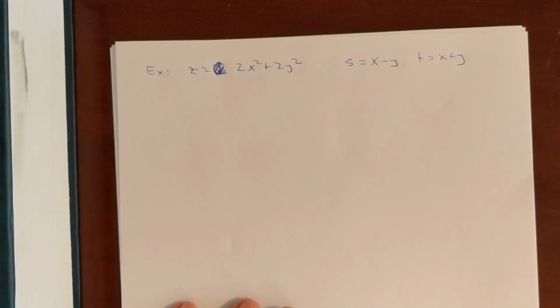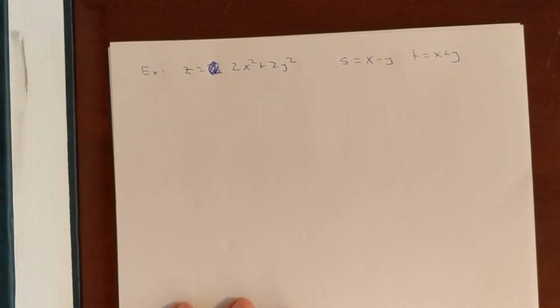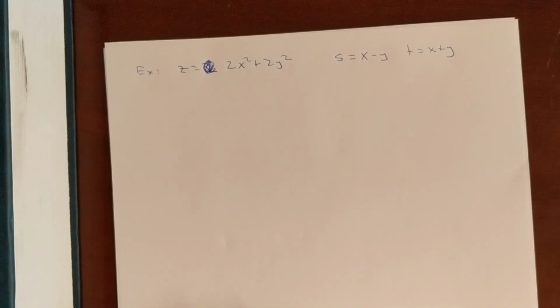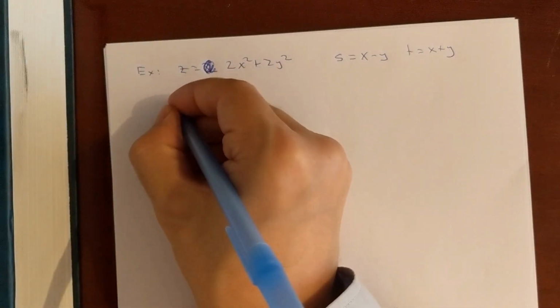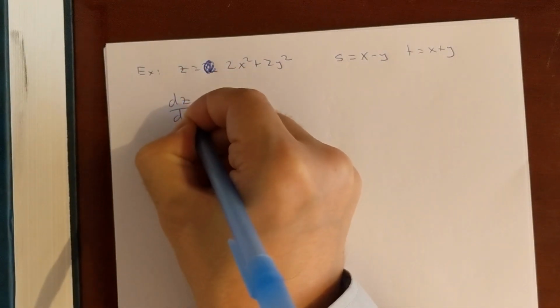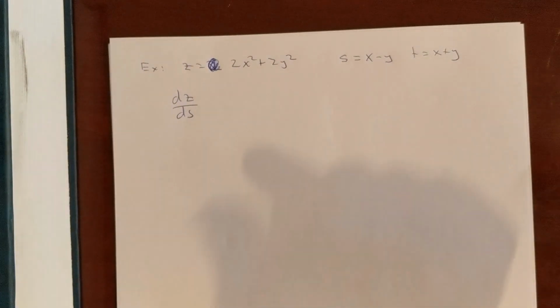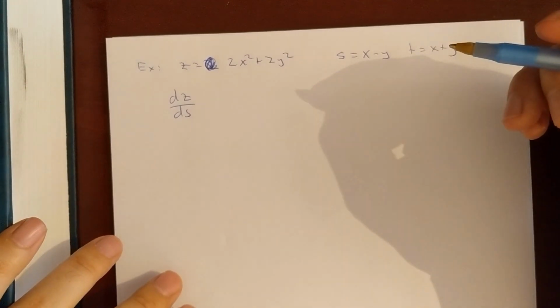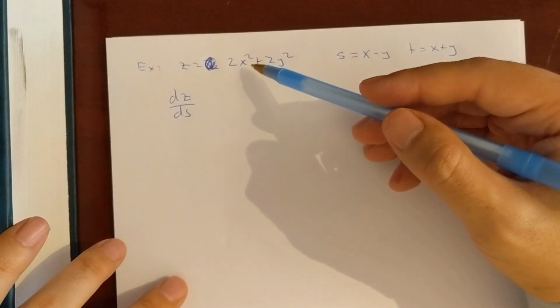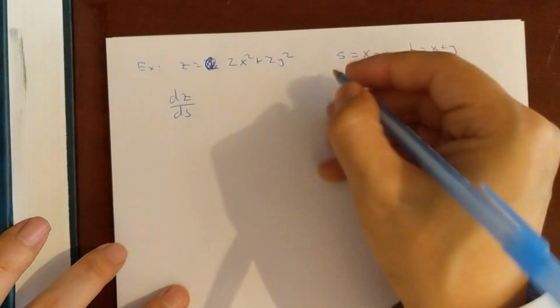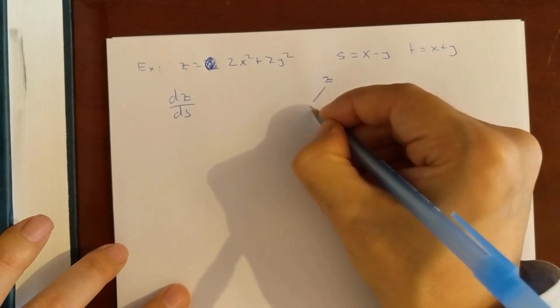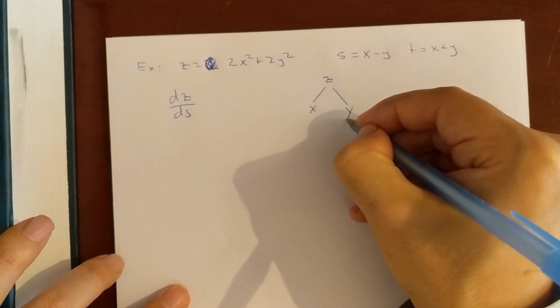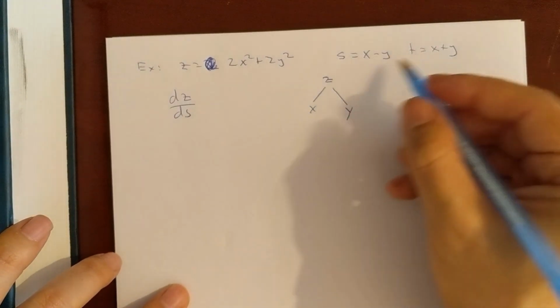Now this function is going to be a little weird, because this time let's try to find what is dz/ds. Okay, so dz/ds, something's wrong here. The problem is, if we're trying to find dz/ds, how am I going to do that? z is a function of x and y. So I start doing my diagram and I go x and y, and hold on a second, x is supposed to be a function of s and t, right?